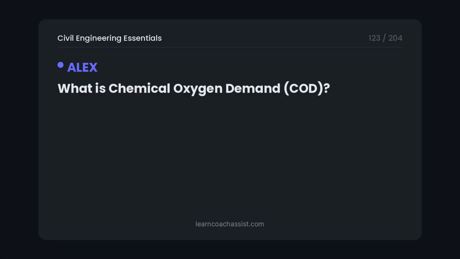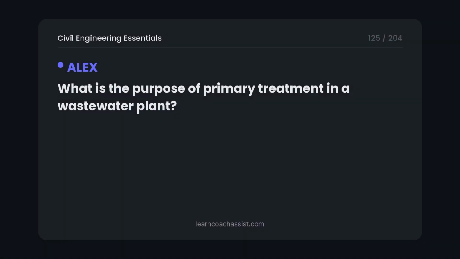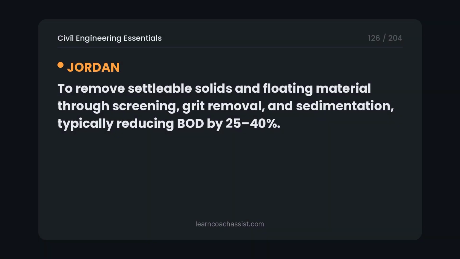What is chemical oxygen demand, COD? A measure of the total quantity of oxygen required to chemically oxidize all organic and inorganic matter in water. It is always equal to or greater than BOD. What is the purpose of primary treatment in a wastewater plant? To remove settlable solids and floating material through screening, grit removal, and sedimentation, typically reducing BOD by 25 to 40%.